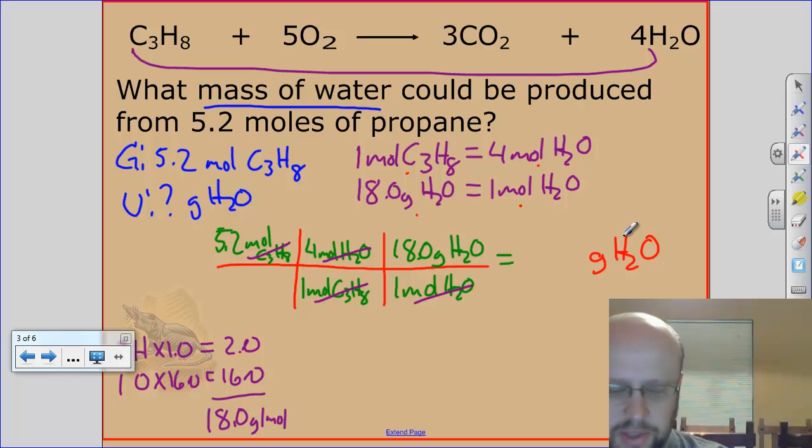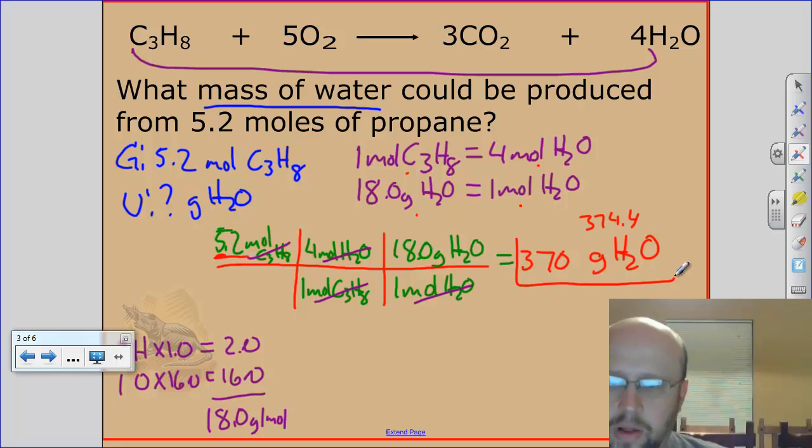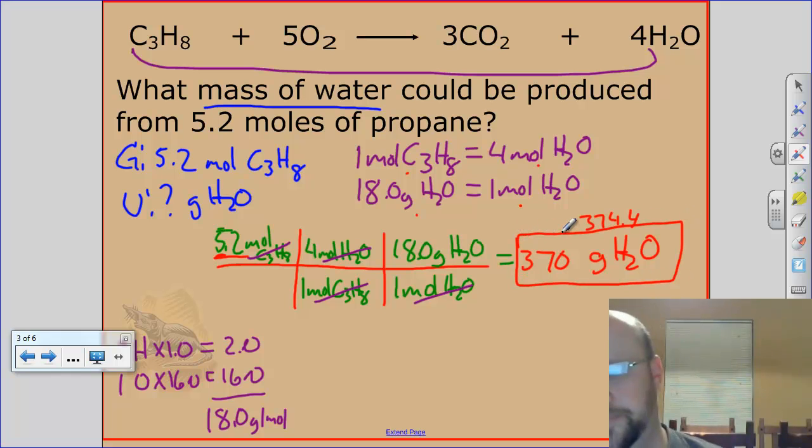And so then it's just a matter of plugging that into the calculator. We plug that into the calculator. You're going to get something like 374.4. I've only got 2 sig figs here, though, so my answer should only have 2 sig figs. So I'm going to round that to become 370 grams of water.